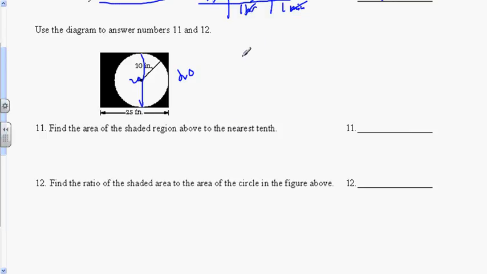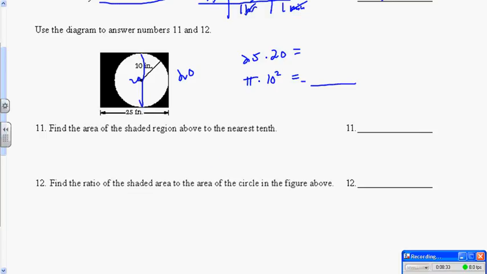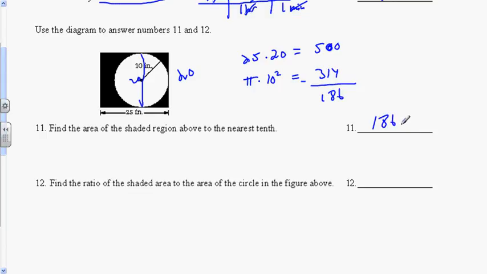Okay, so we're going to take the area of the rectangle, and we're going to find out the area of the circle, and then we're going to take away the area of the circle. The area of the rectangle, multiply those two together, is 500. The area of the circle is 314. And they want you to take away the area of the circle, so you subtract it, and you'll get 186. Okay, and that is in inches squared.